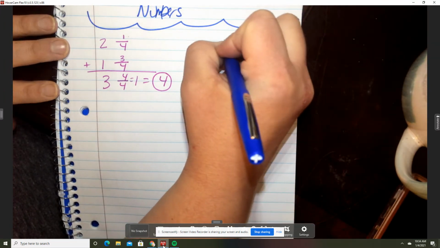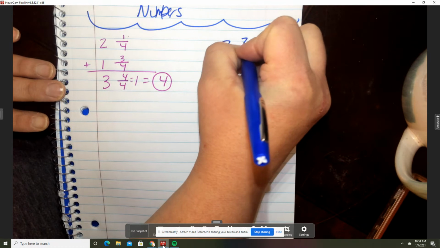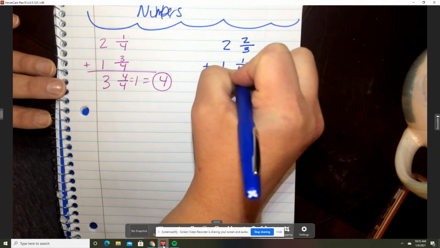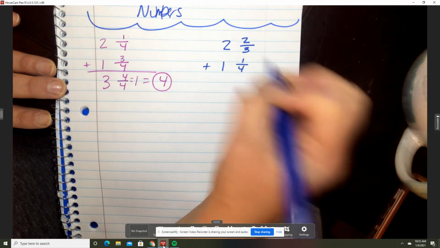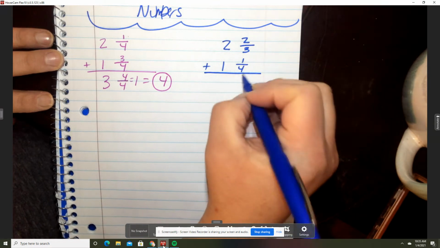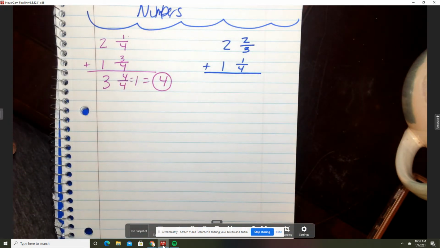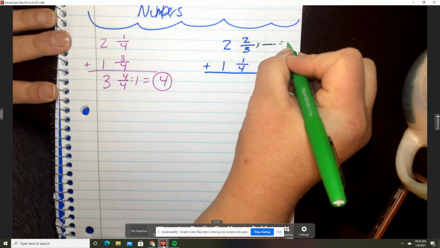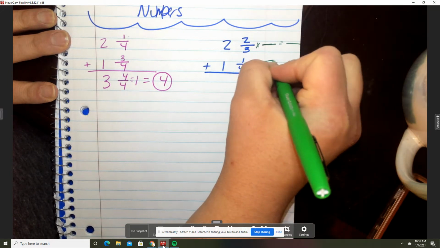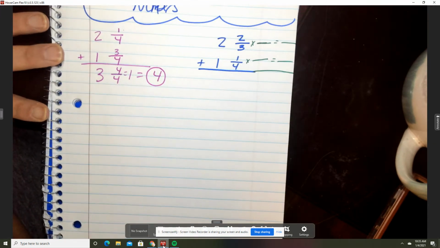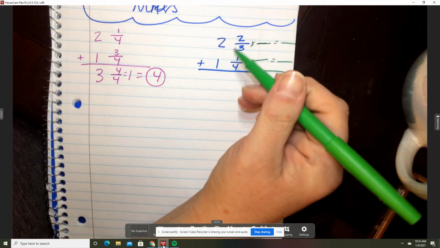Okay, so if you have unlike denominators, let's say you have 2 and 2/3 plus 1 and 1/4. I don't think I left enough room. All right, so we don't know what the denominator is here, so I'm going to smush this in there. It's going to be too small, but it'll work.